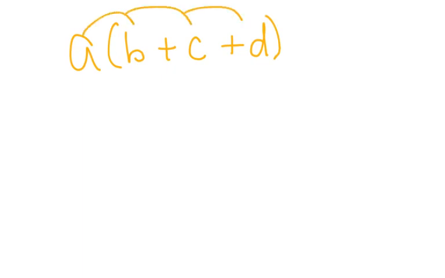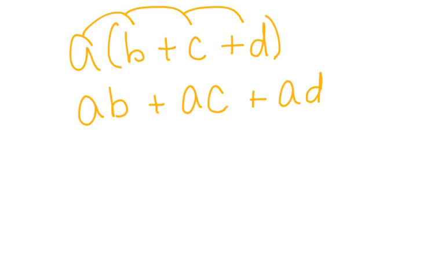The next problem, A is the factor, and we actually have three terms inside of our parentheses, and that is okay. We're still going to distribute it three times. We're going to get a factor of A to the B, a factor of A to the C, and a factor of A to the D. So they're all going to end up with that factor.